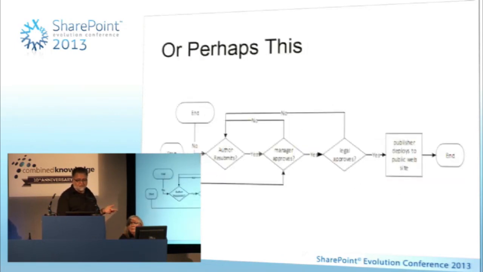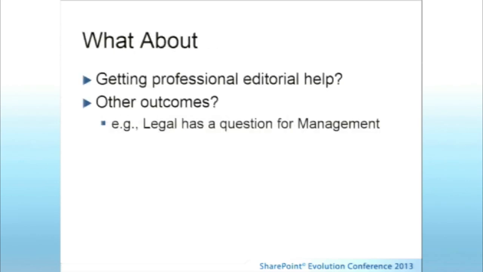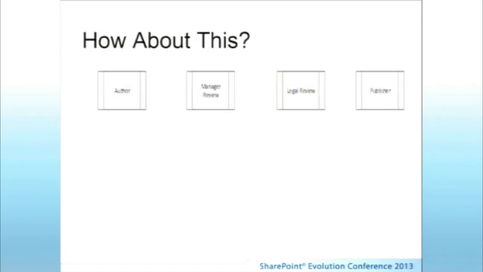But in real life, we have to think about, well, maybe we send it back to the author for changes under certain circumstances. Or maybe the legal department has a question that they want to pose of management. So they don't want to change, but they want a question answered, and it routes around from place to place before it either is ultimately rejected or ultimately published. It gets nastier and more like spaghetti as it goes on. And the change request process is even more so. So to handle things like getting professional editorial help, which would be yet another step in all of this, or other kinds of outcomes, think about it like this instead.